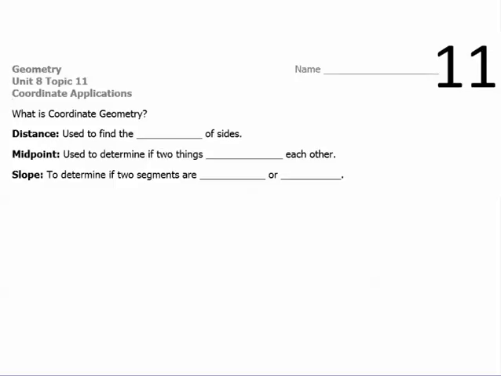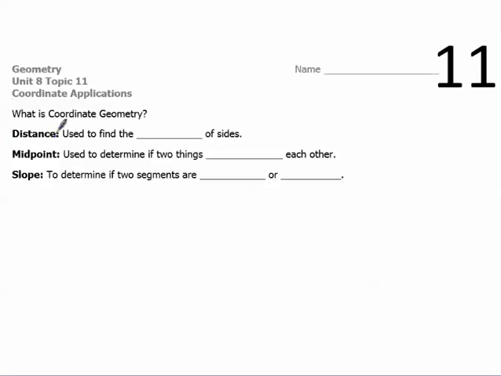Today in topic 11, we're going to be using coordinate geometry to determine which quadrilateral we have. So the first question is, what is coordinate geometry? Well, it's when we have a grid and we're using the distance, midpoint, or slope formula. So let's look at these.